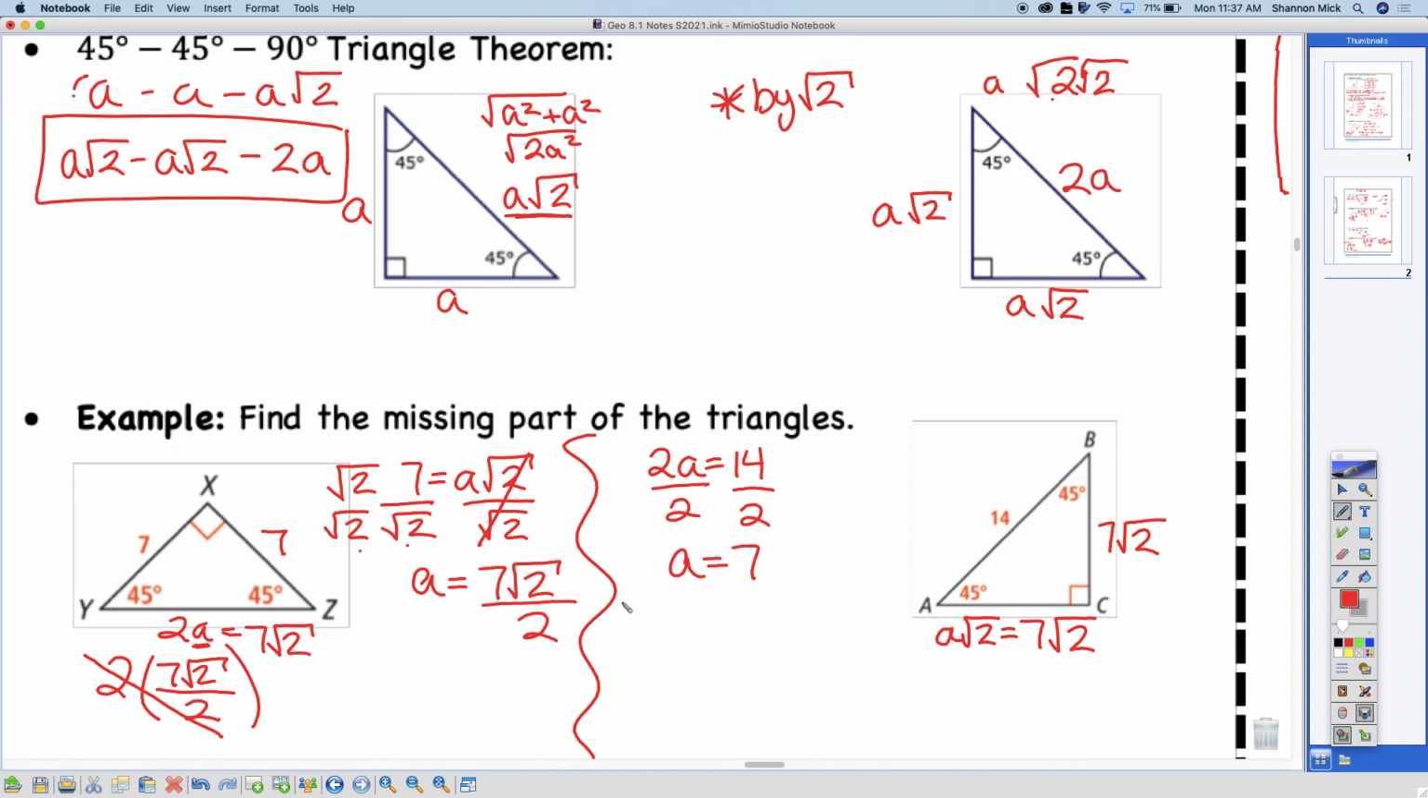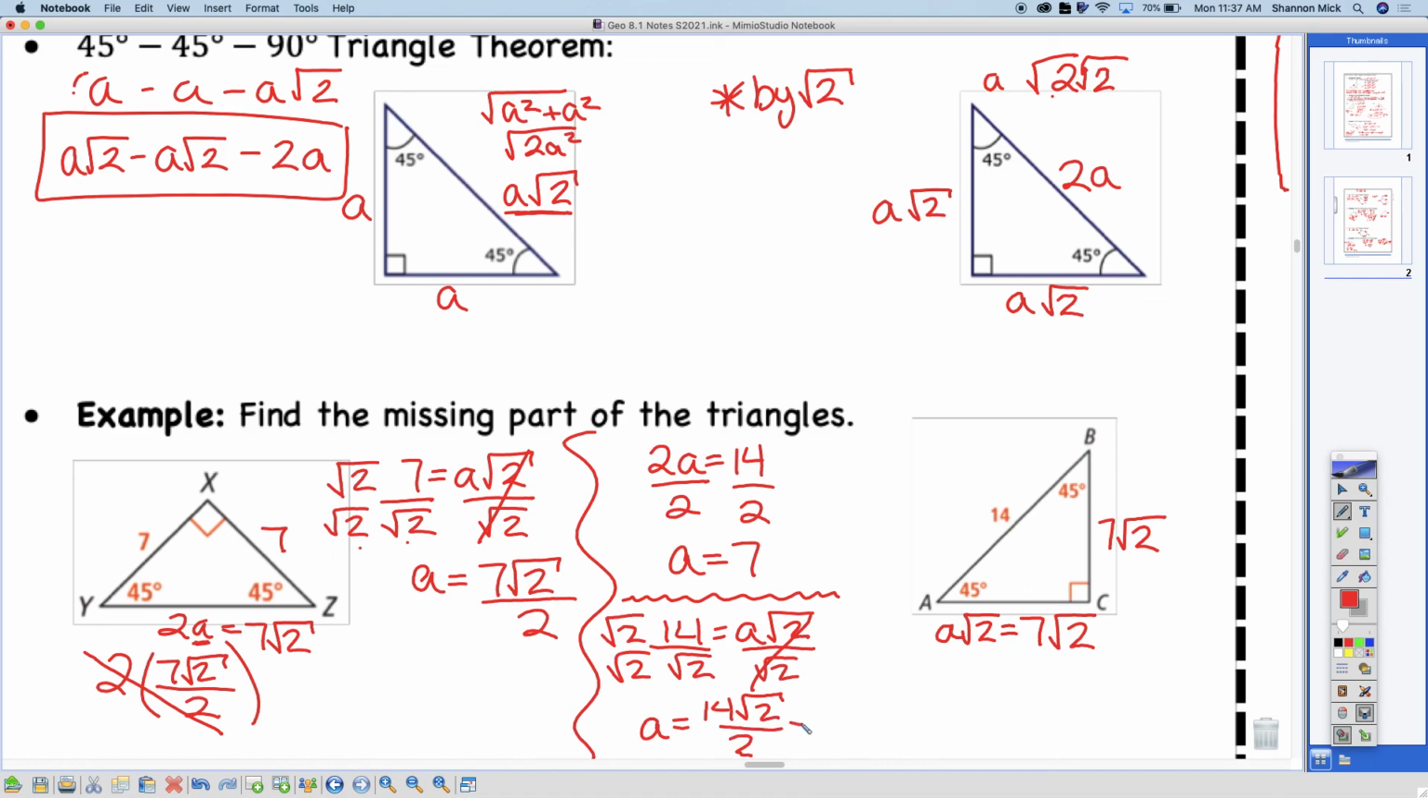Now, if I use the first ratio, A square root of 2. If I use that one, I would have what? 14 equals A square root of 2. If you don't want to write this down, you don't have to. And then I would have to multiply or divide by what? Square root of 2. You get 14 over square root of 2. So A would be 14 square root of 2 over 2, which would be what? 7 square root of 2.